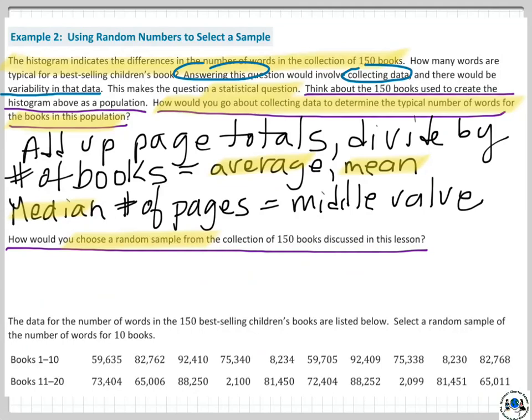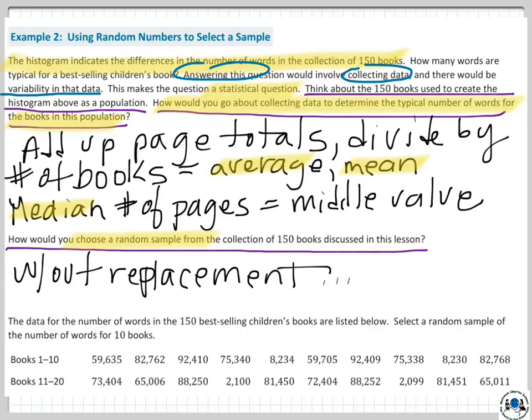Now, let's say you put every book into a hat on a piece of paper, and you pick one out. Are you going to return that back to the hat? No, so this is going to be without replacement. Without replacement, you would pick those titles out of the hat. And of course, there are other ways, and these are the ways that we're going to discuss right now, some other random sample selection possibilities.